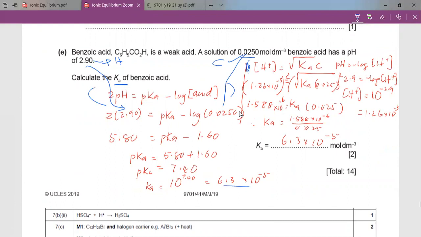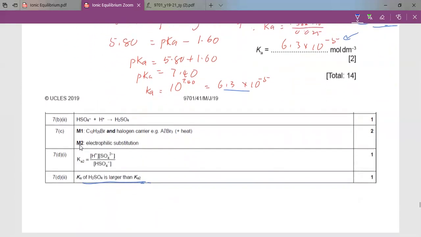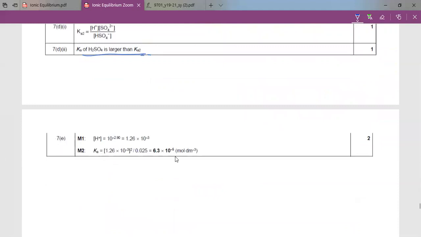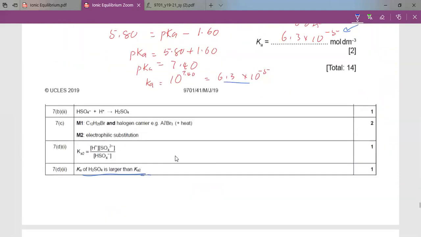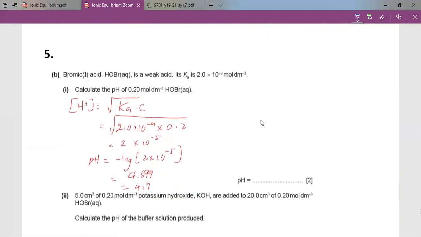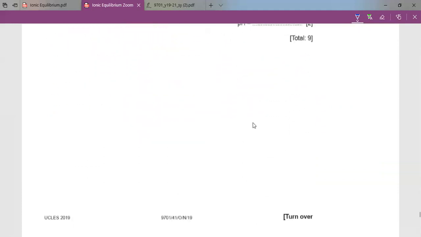Or you can find it from pH. You get your H plus, then you put the H plus inside here, and then you can use this equation and square it to get your Ka. Either way you can do. Like you can see here, either way you get 6.3 times 10 to the power of minus 5, the same answer. We're going near the end of this. So simple, isn't it? Remember, this is a Ka, this is a concentration again. Let me explain.